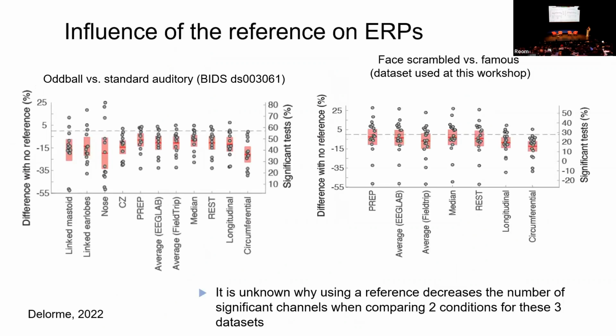Then let's look at Arno's analysis. He compared a lot of different references, and this is just for 2 of the data sets. This is the oddball data set and the faces data set.